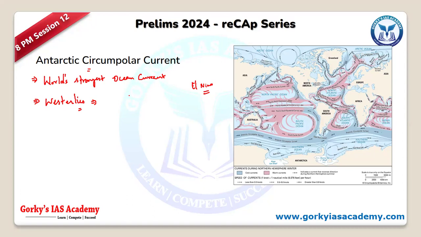Why? Because in the southern hemisphere there is not much continent. A large amount of water mass is available, so it remains constant and there is no much change in the intensity of the westerlies. So naturally, the westerlies stimulate the acceleration of the Antarctic circumpolar current. Fine. So what effect does this particular circumpolar current have on this region?